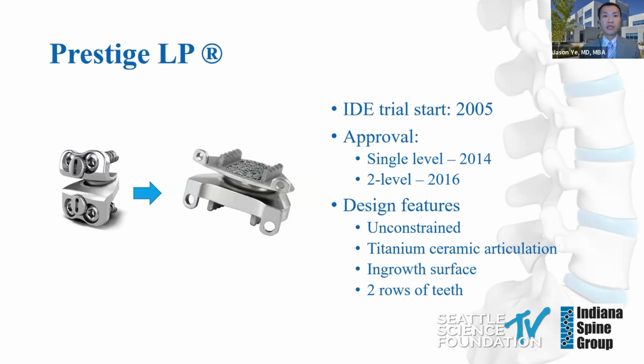The Prestige LP did have small tabs anteriorly, but like the Bryan disc, this was used to guide depth of insertion. The titanium resulted in less metal artifact on MRI imaging. This disc was ultimately approved for 2-level use as well in 2016.